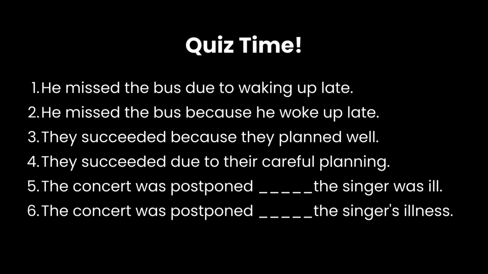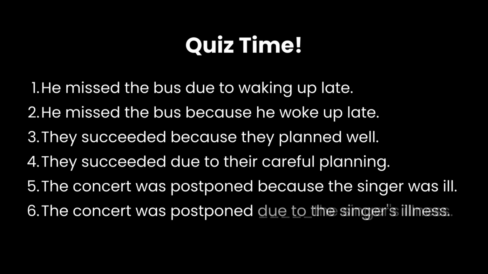Number 5, the concert was postponed. The singer was ill. The concert was postponed because the singer was ill. And 6, last one. The concert was postponed. What's the answer? Due to the singer's illness.